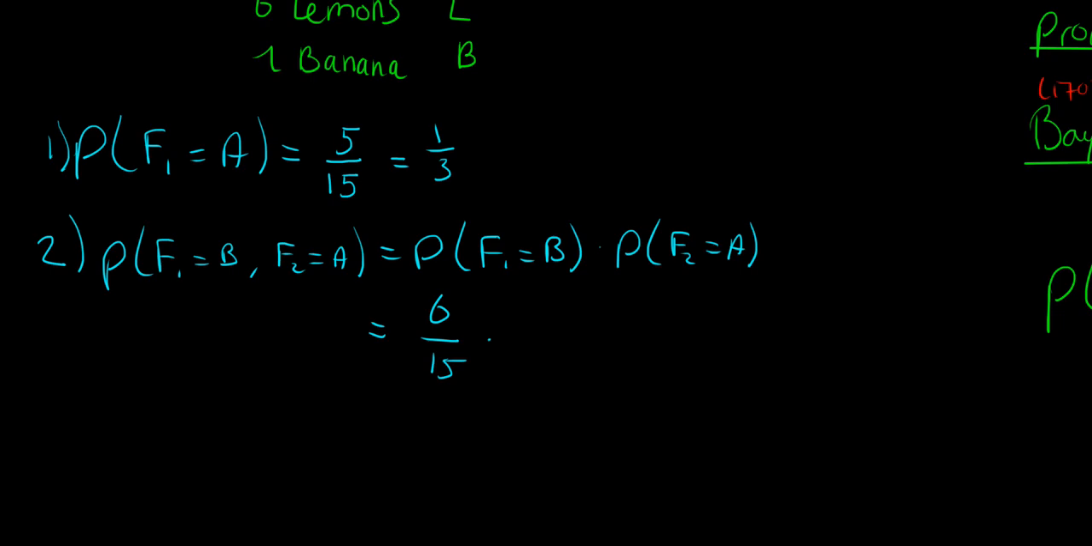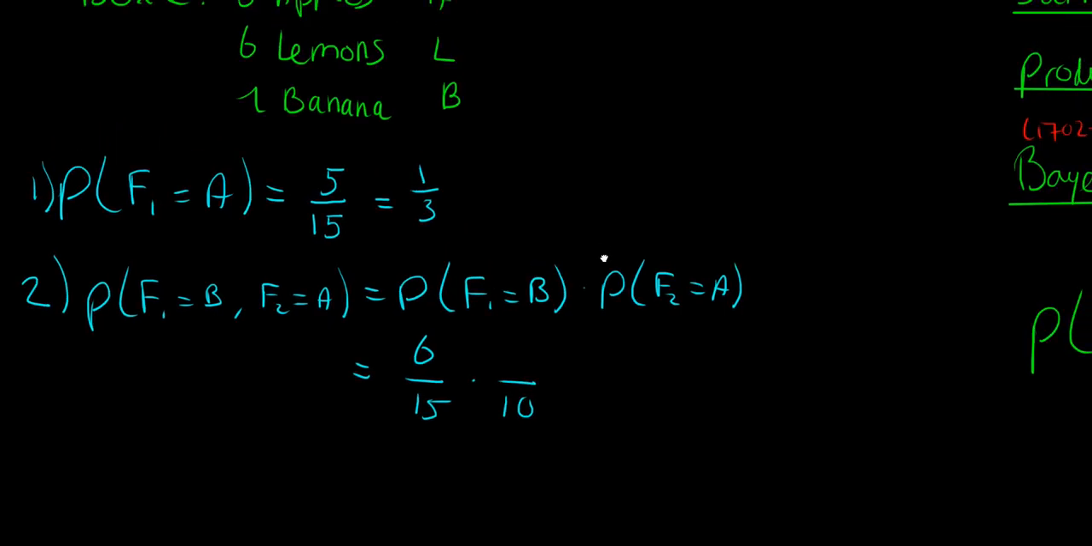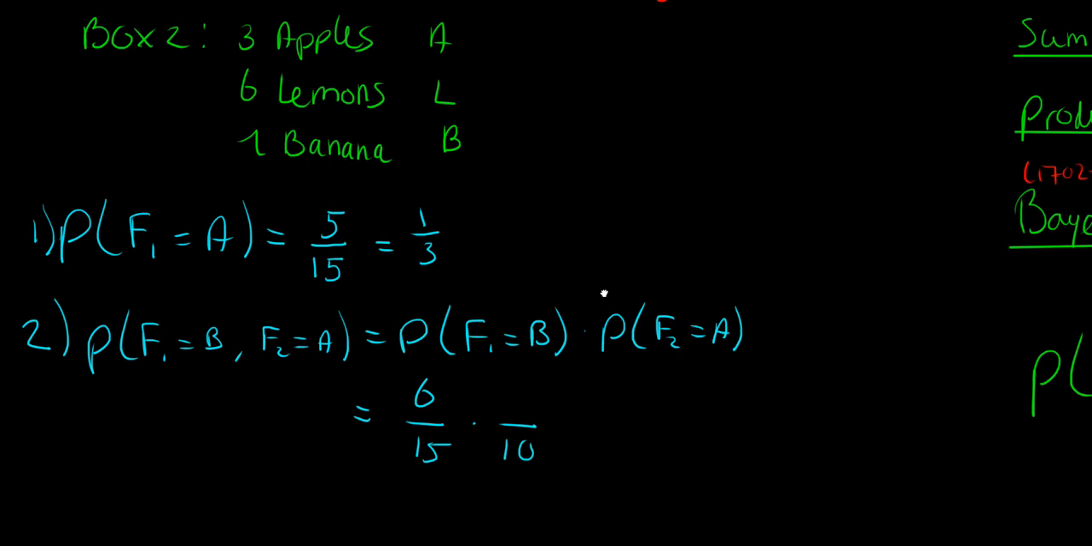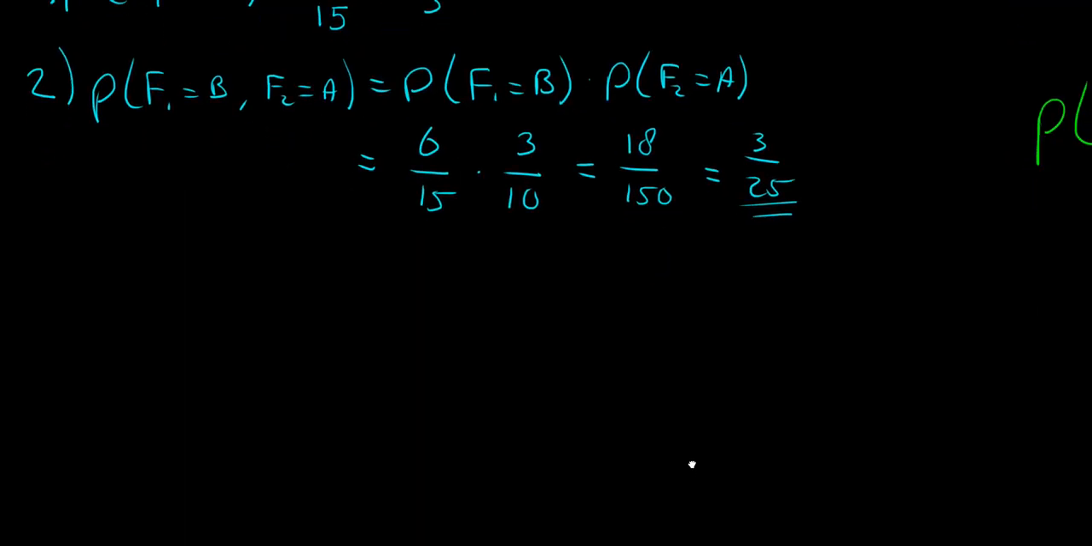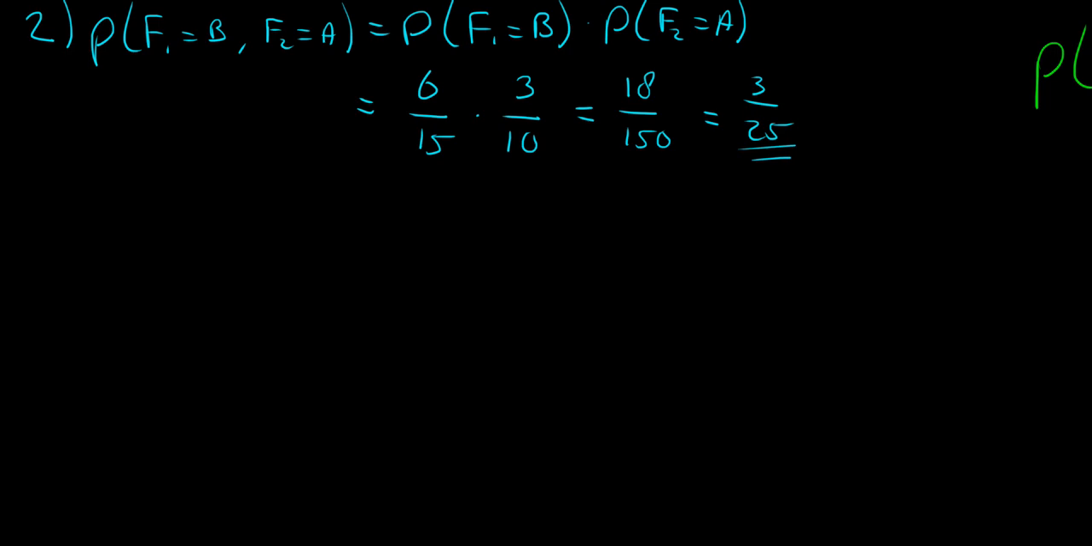Multiplied, if we look at the second box, there were 10 fruits in the second box because we had 3 apples, 6 lemons, 1 banana, and 3 of those were an apple, so we get 3 over 10, which in turn is 18 over 150, which is the same thing as 3/25. So that is our second question answered.